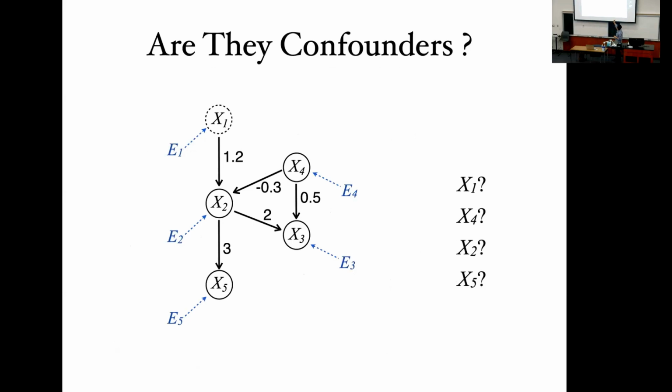First of all, what's latent confounder? If x1 is missing, suppose this is the true causal DAG. If x1 is missing, is it latent confounder? No, it's not a direct cause of two variables. Okay, cool. Then we can easily skip this. What if x2 is missing?